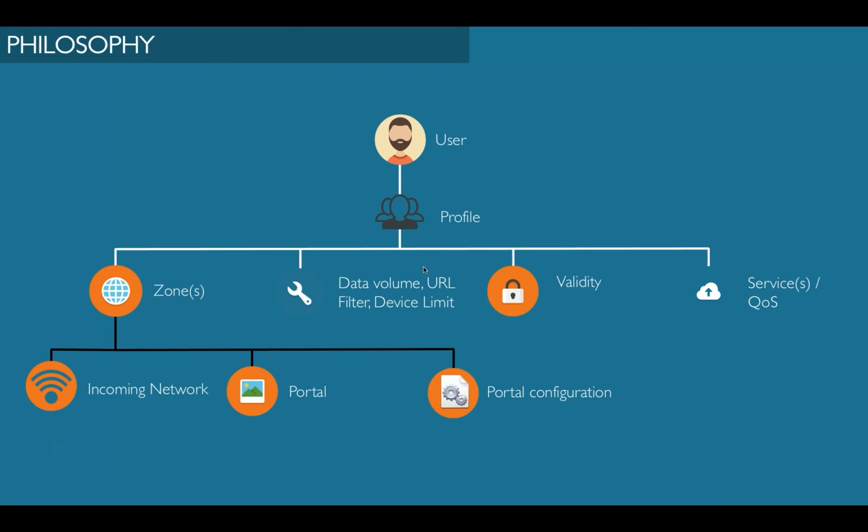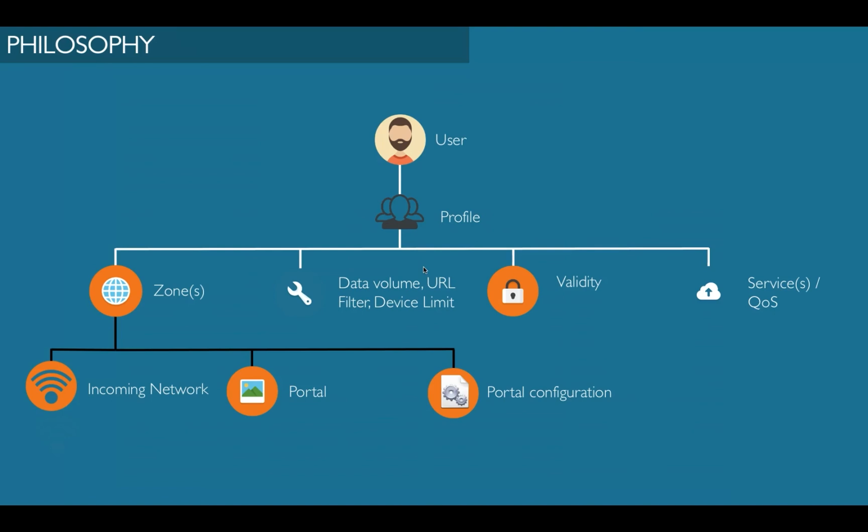So how does UNIQLO work? In this slide, you see an overview of the functionality of UNIQLO. We have a user, and the user is connecting to one SSID. When he is connected to the SSID, a captive portal will pop up. In this captive portal, the user has the possibility to authenticate or to register himself.